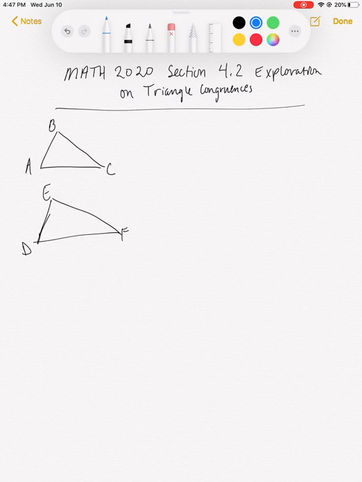Okay. So angle A corresponds with angle D. B corresponds with E. C corresponds with F. Okay. As far as sides go, we have AB corresponding with DE, BC corresponding with EF, and AC corresponding with DF. Okay, so I've made the appropriate marks.